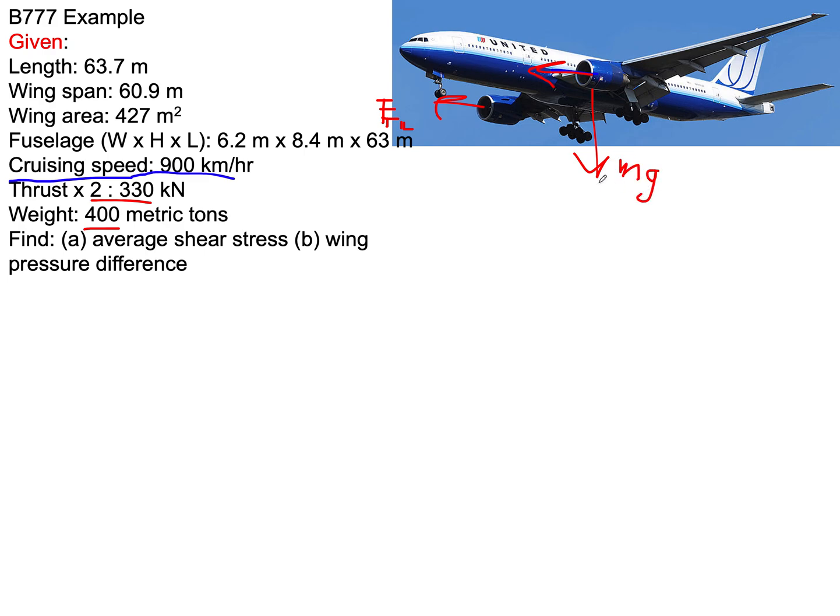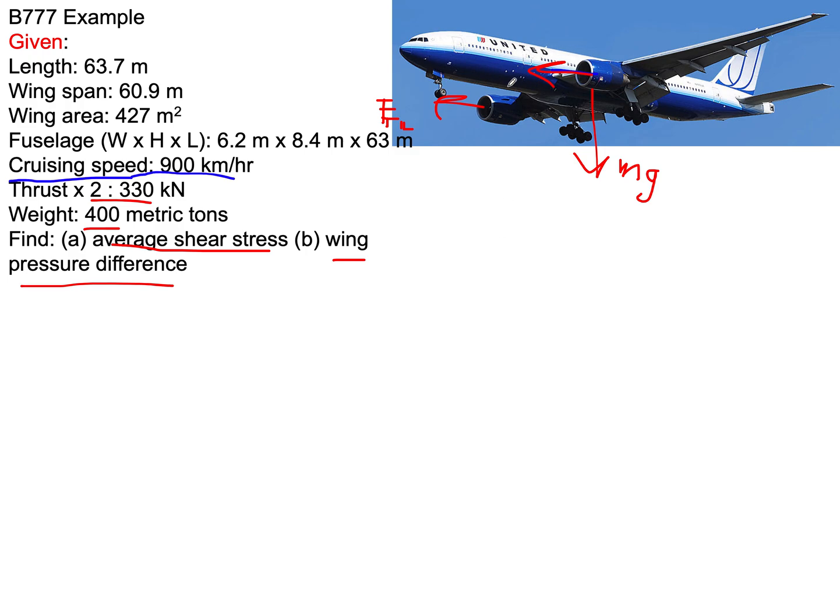And here's the question: what is the average shear stress acting on the body of the airplane, and what is the wing pressure difference? So this is actually a tricky question. What they give you is some dimensions about the fuselage, the wing area, and so on, cruising speed, and then they tell you the thrust and the weight. But this problem is just to show you the force balance that happens here.